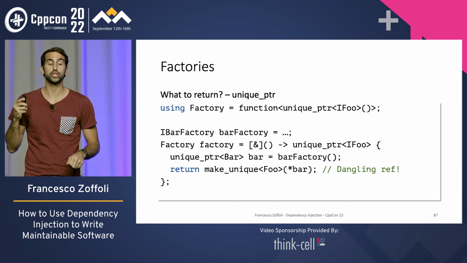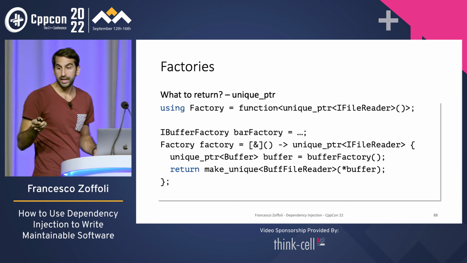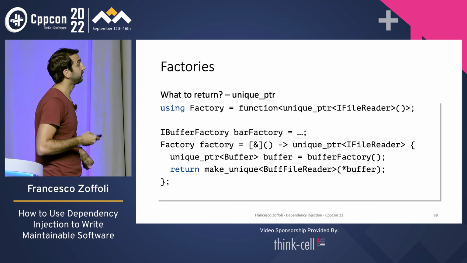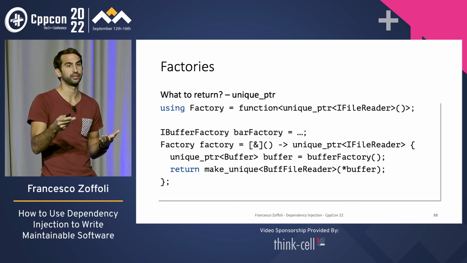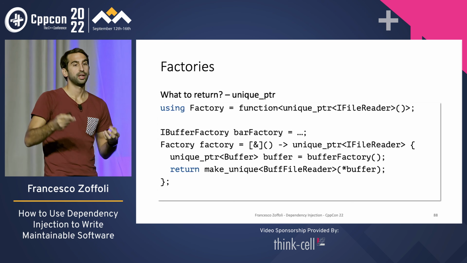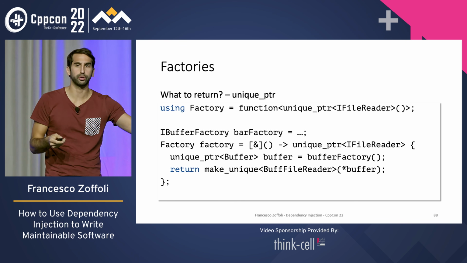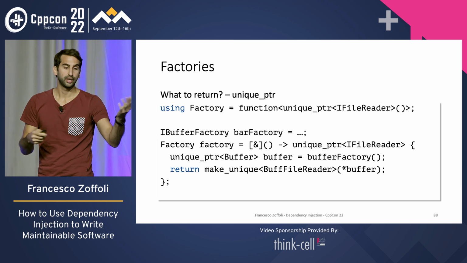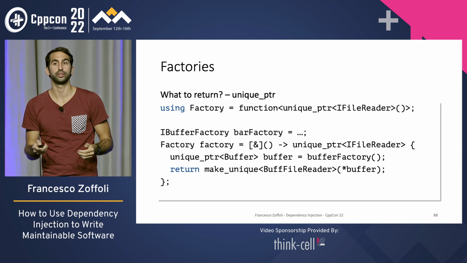But actually, it's not that rare. Let me show you an example. Let's say you have a factory which returns a file reader. As a concrete implementation, you want to return a buffered file reader, which needs a buffer, and you don't want to create your own buffer. You have an allocator providing the memory which backs this buffer. Now your allocator is a factory, and your buffered file reader needs the return of this factory.